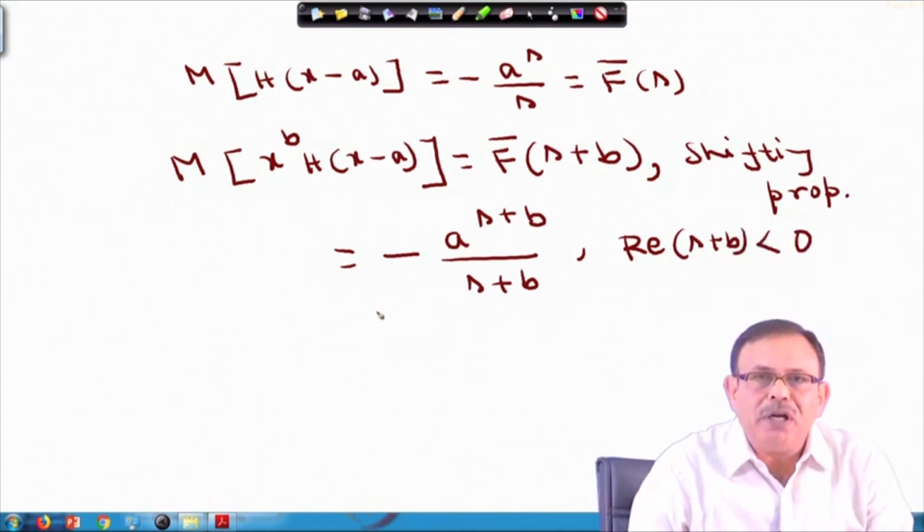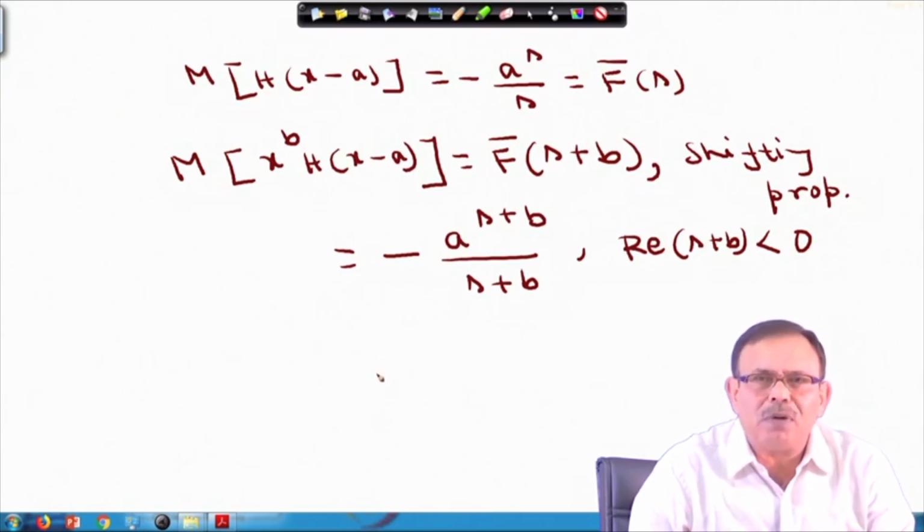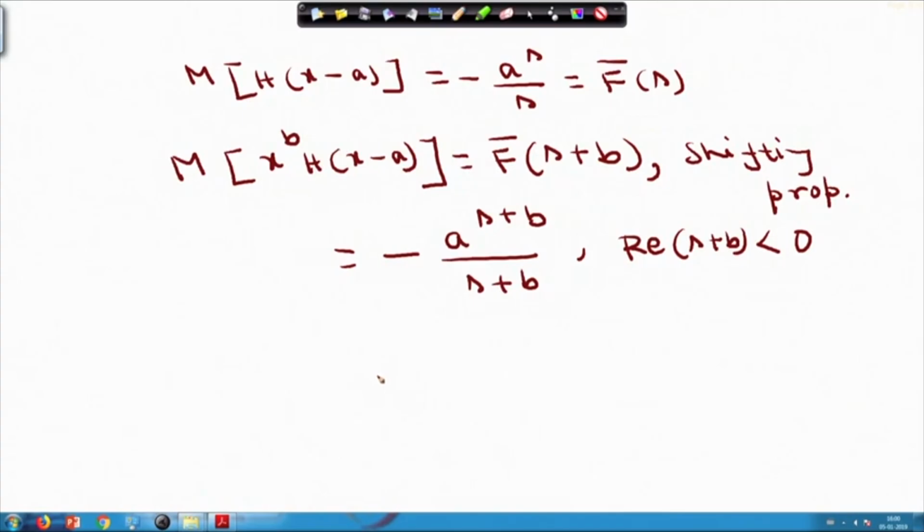So, therefore, the Mellin transform of the function x to the power b into h of x minus a equals minus a to the power s plus b divided by s plus b, where h of x minus a is nothing but the Heaviside function. So, I hope you have understood how to find out the Mellin transform of some functions. In the next class, we will go through some more examples, so that we can better understand how to find out the Mellin transform of some more well known functions.